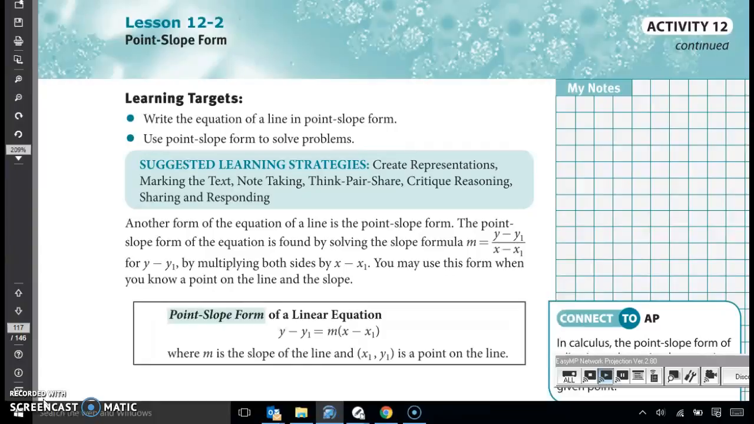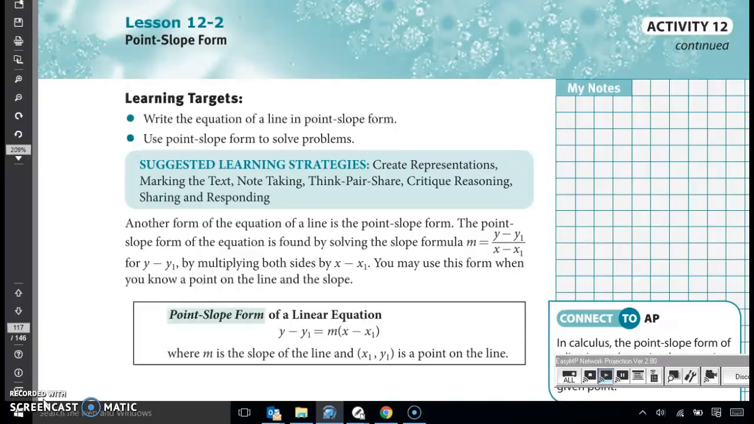So the equation we're going to use is y minus y1 equals m parenthesis x minus x1. That's your point slope form. Your x1, y1 is a point on the line. I said a point. Is it a specific point on the line? No, it's just a point on the line, where x is the x coordinate and y is the corresponding y coordinate. And that's your x1, y1.